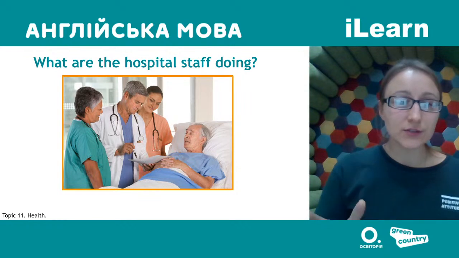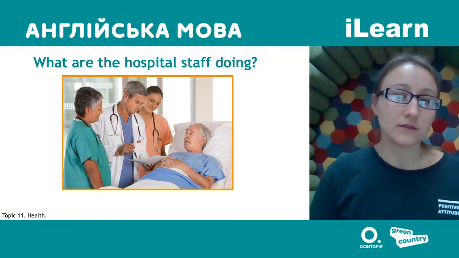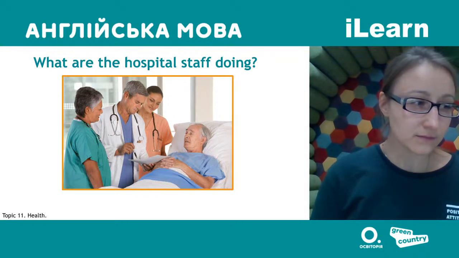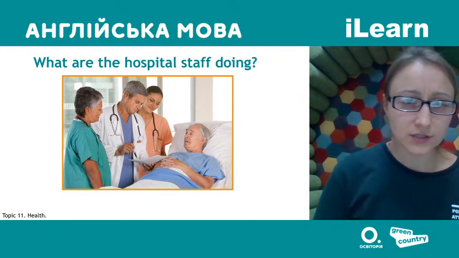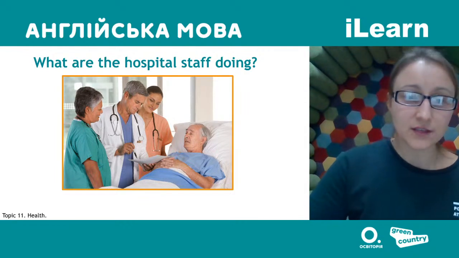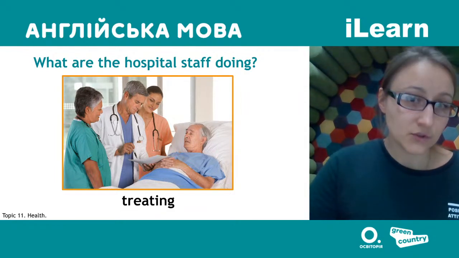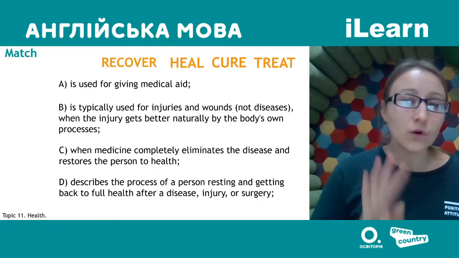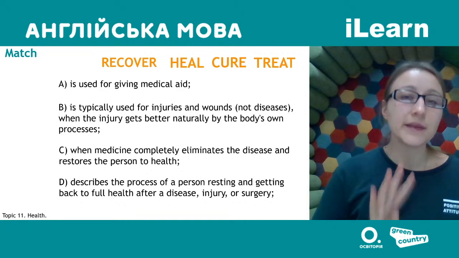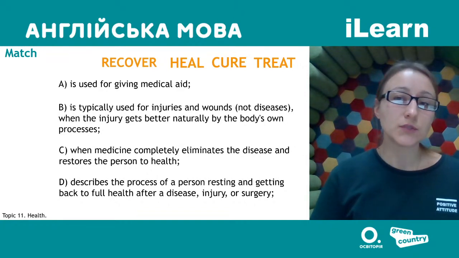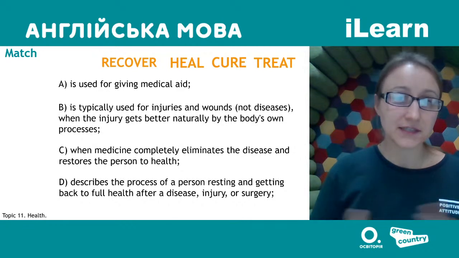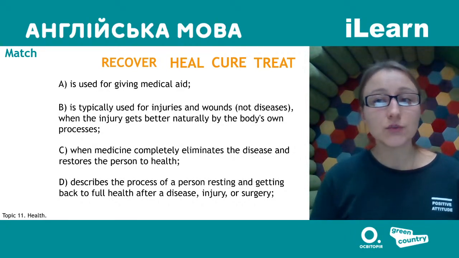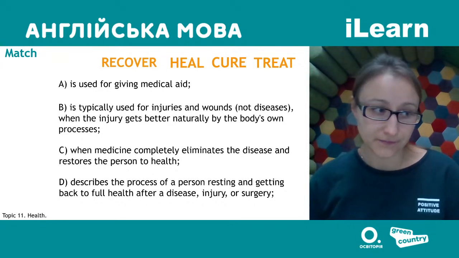Да? So let's look at this picture. What are the hospital staff doing? What do you think? What are they doing? So we have a doctor, a nurse. So what are they doing? They are treating. Вони лікують. They are treating the patient. So actually there are 4 verbs that can be confused when we talk about like treatment. Let's say, yes. So these verbs are to recover, to heal, to cure, and to treat.